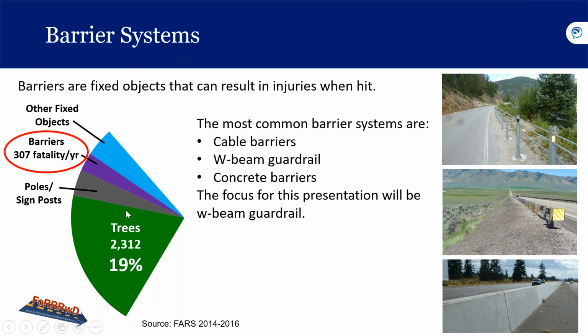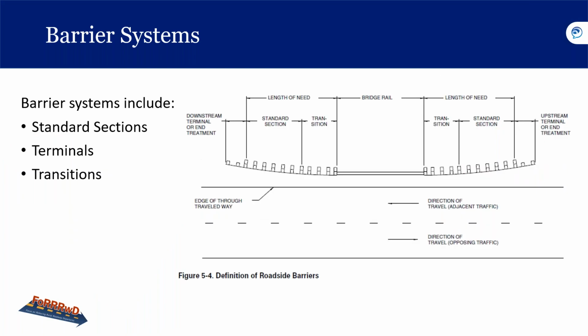So as you can see in the pie chart, barriers are fixed objects. So we do have a lot of crash data involving barriers, and they are responsible for over 300 fatalities per year nationwide. So let's take a look at the latest design of these so we can lower that number.